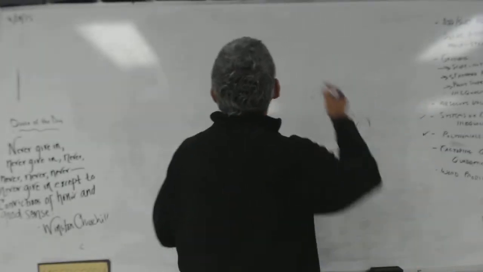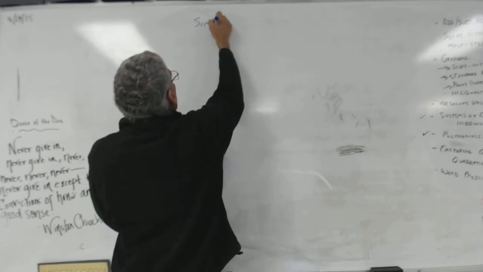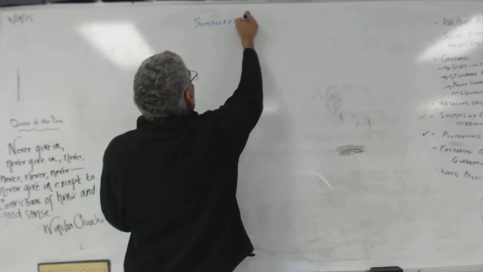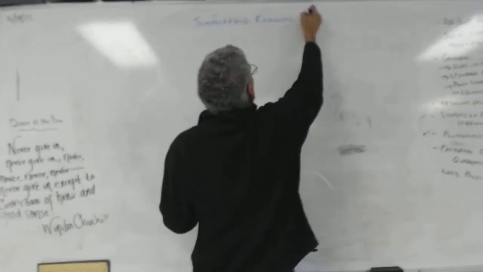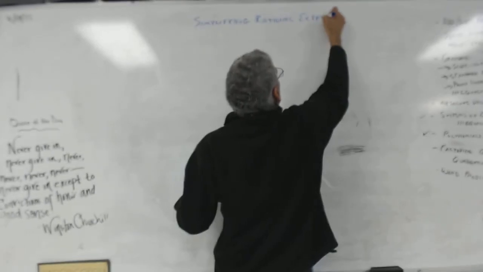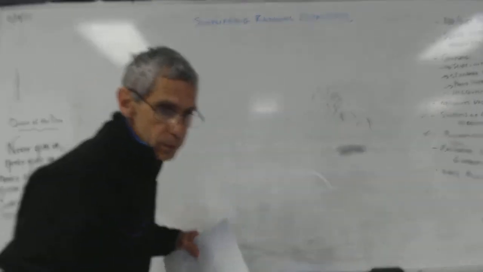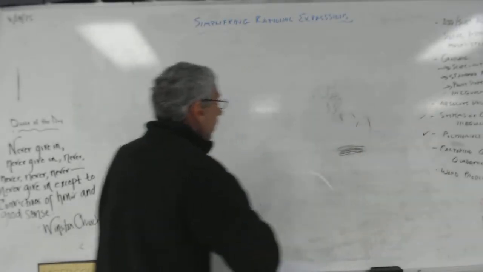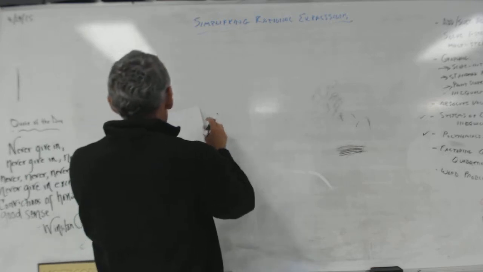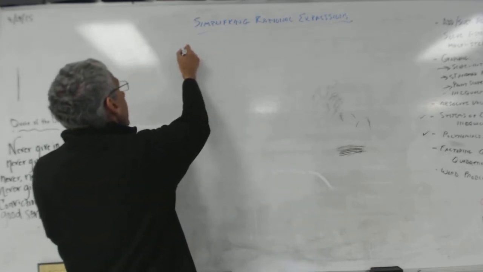So on the homework, we're going to talk about simplifying rational expressions, a certain kind actually, and hope this is visible. Maybe I should use black. On the homework, last night's homework, there was a problem on number 9.